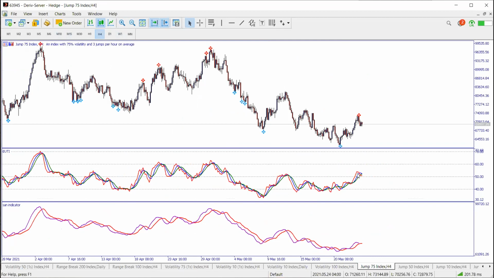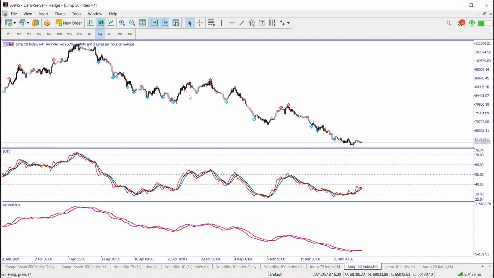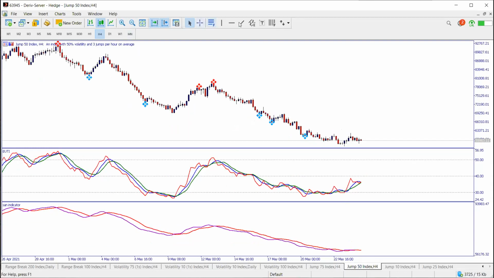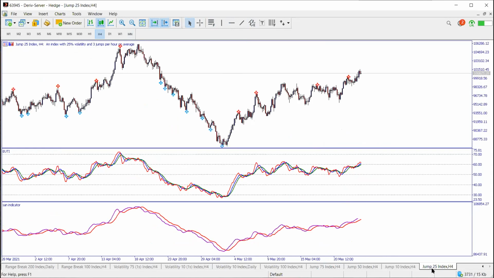We have Jump here. Jump 75 is confused. Let us wait and see. We are late to buy it. And we have Jump 50 here. Jump 50 is a buy. Jump 10 is a sell, even though we are kind of late, but it's a sell. Then we have Jump 25 is a sell.